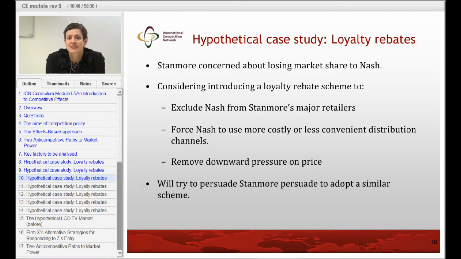But first, let's see if the CEO of Richmond is able to convince the CEO of Stanmore that this would be a good idea.